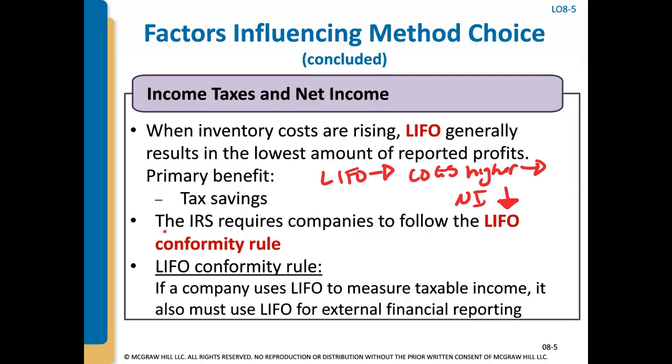Well, the IRS says that if you want to use LIFO on your tax return to measure your taxable income, which will result in lower taxable income, then you must use LIFO for external reporting purposes, meaning that's what you have to report on your 10-K. You have to use LIFO, and this is called the LIFO conformity rule.